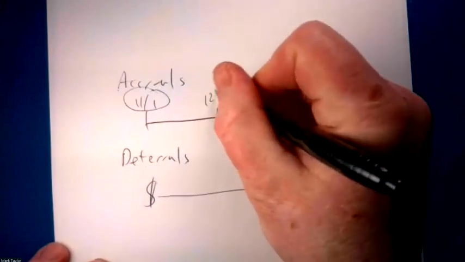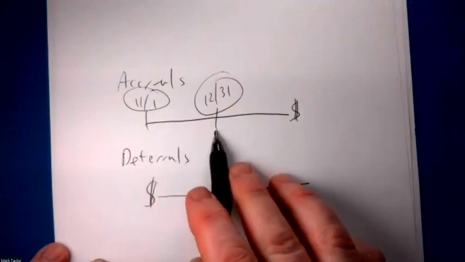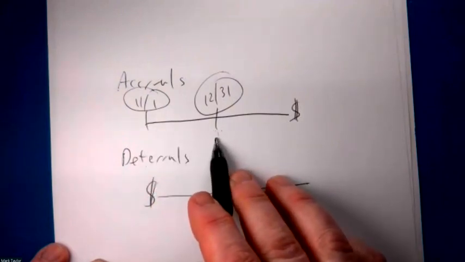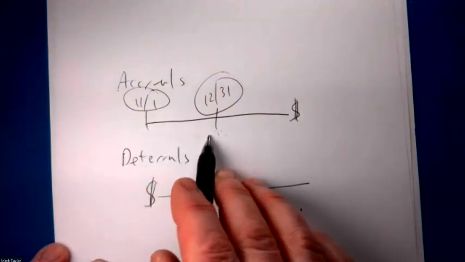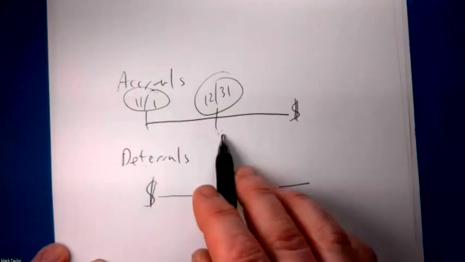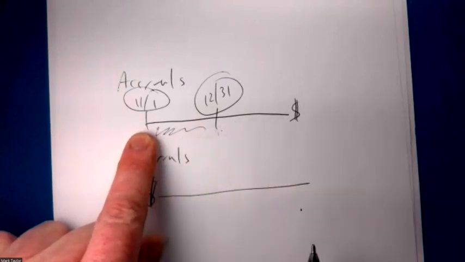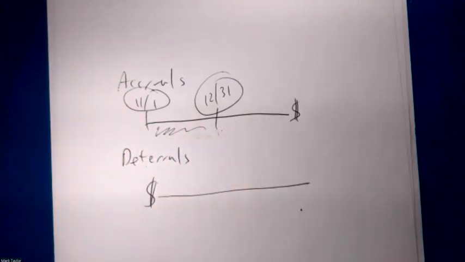So, on 11/1 we signed this thing, but at 12/31, at the end of our year end, we owe some money. We haven't paid it yet. We're going to pay it later on, but we still owe some money for this time in here. You see by how sloppy my writing is, that's why I don't write very much. Let's see here.